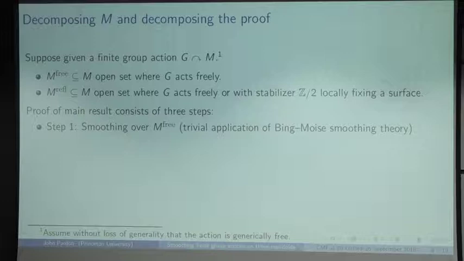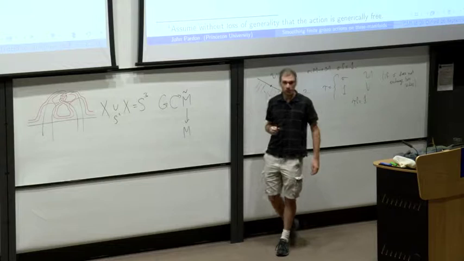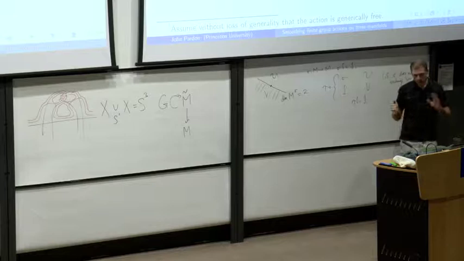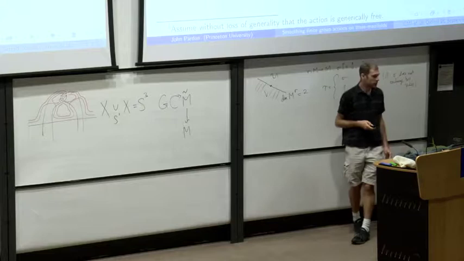So first we smooth it over the locus where the action is free. This is essentially an easy application of Bing and Moise's theory of smoothing for three-manifolds. I gave this example at the beginning of the talk of a wild free action in high dimensions, and the reason you could have such a thing is because there are obstructions to smoothing high-dimensional topological manifolds. But in three dimensions, you can smooth anything you want. So that basically outlaws this example. And in fact, you can show any free action has to be smoothable very, very easily.